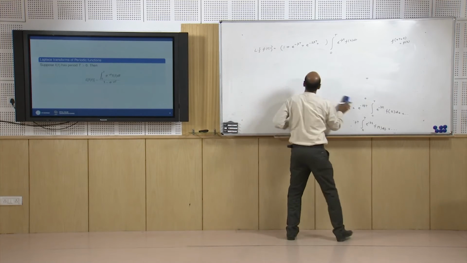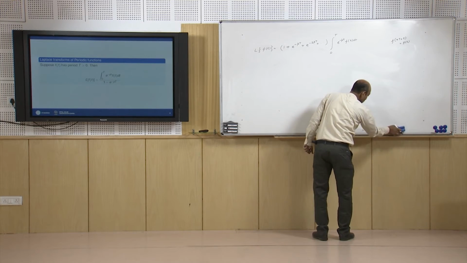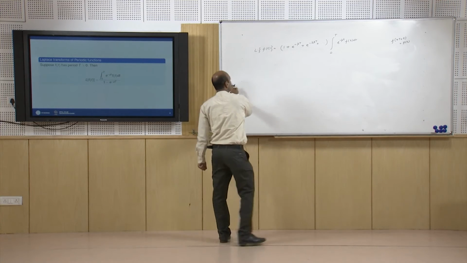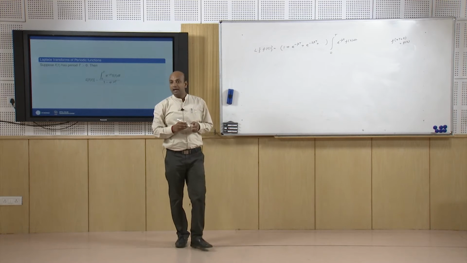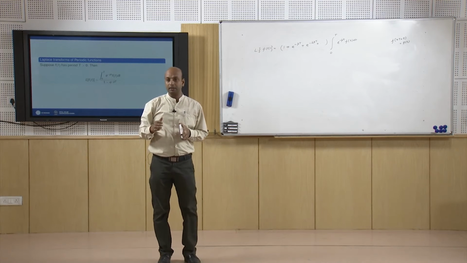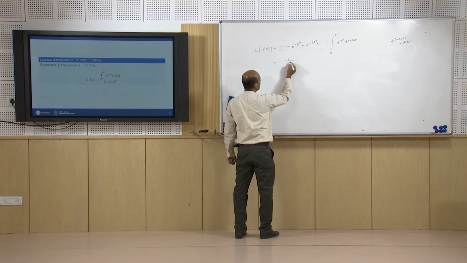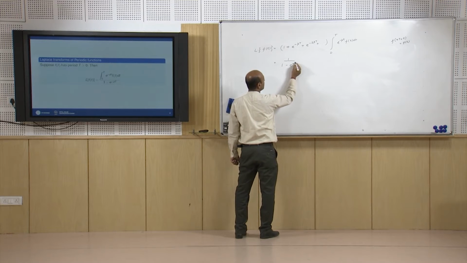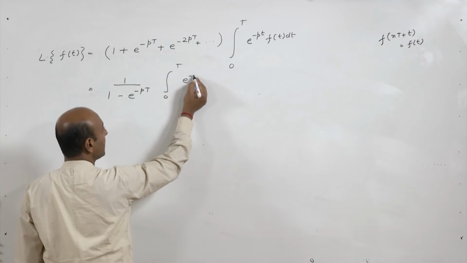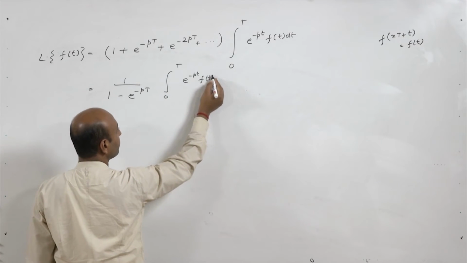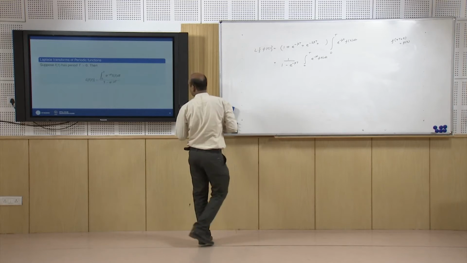Now what is the first term? It is a geometric progression. So how to sum it up? Using the formula for an infinite geometric series, it is nothing but a upon 1 minus r. Here a, the first term, is 1, and r is e^(-pT), times the integral from 0 to T of e^(-pt) f(t) dt. So this is the required expression, which is the same as this expression.